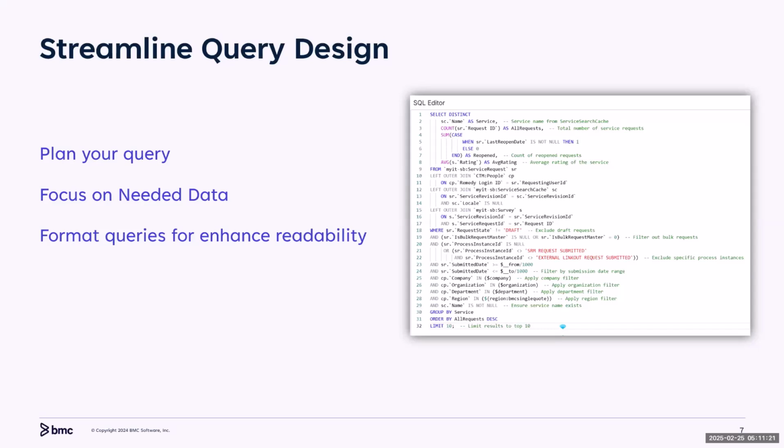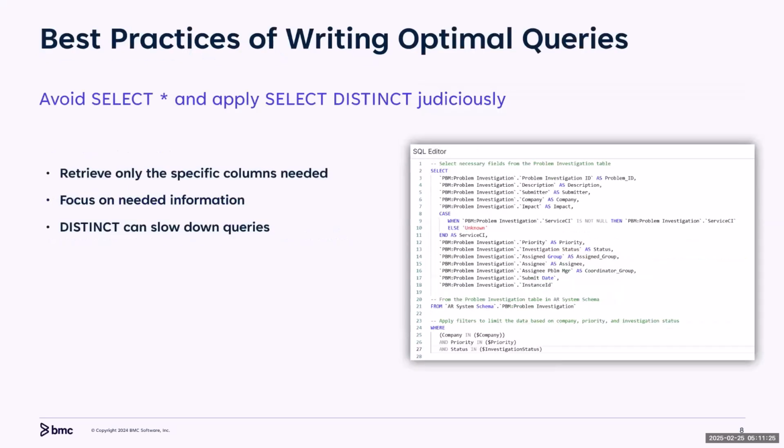Okay, I will now move on to the best practices of writing optimal queries. The first is to avoid SELECT star and apply SELECT DISTINCT only whenever it is required. Running queries with SELECT star retrieves all the information from the database table, including unnecessary data, which can be time consuming. A better approach is to use the SELECT statement with specified columns to fetch only the required information.